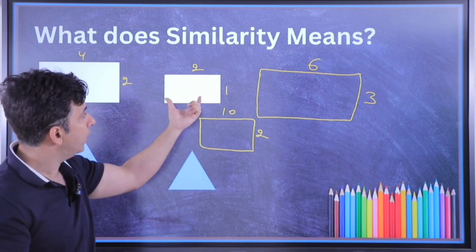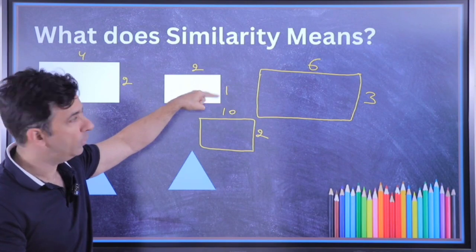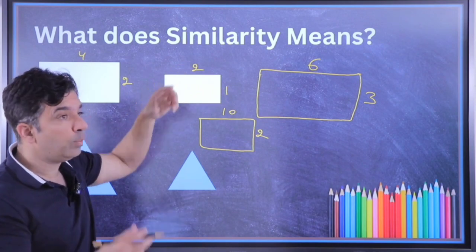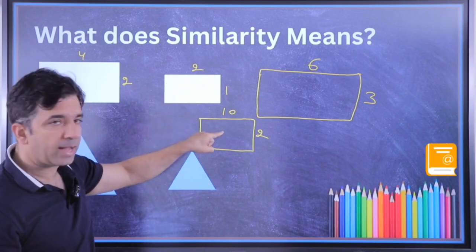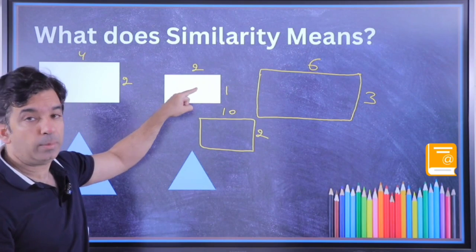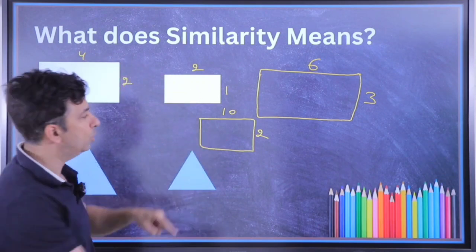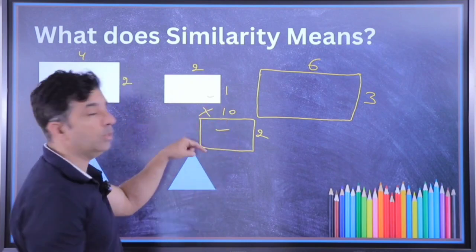Why? Because on expanding this rectangle and making this side double of the original one, which we are actually making this side as 2, then this side should become 4. How can this side become 10? So this rectangle is not similar to this one. It means that on expanding this rectangle, we wouldn't get this rectangle. So these two rectangles are not similar. This one and this one, they are not similar.